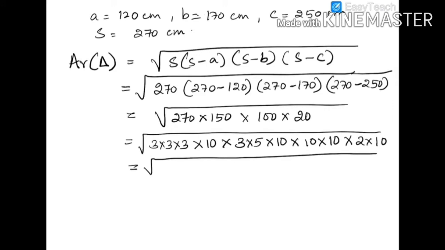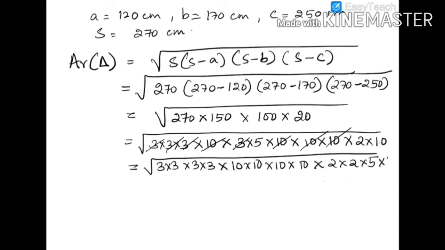So now we can write pairs with identical factors. So 3 into 3 into 3 into 3. So we have written these numbers. Then 10 into 10. So we have written these two. Another 10 into 10. So these two are gone. And now we have 2 into 10. So 10 can be further split into 2 into 5. And we have one more 5 over here which we are going to write here.